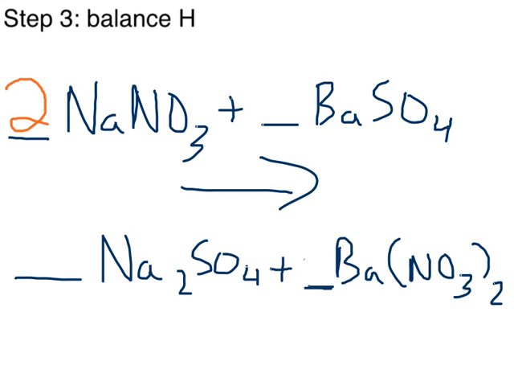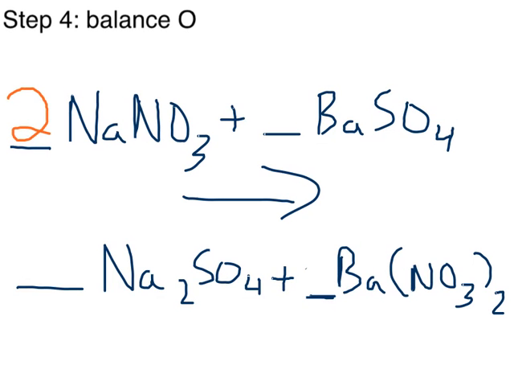Step 3 is to balance any hydrogens. Now, there aren't any hydrogens in this equation, okay? But like I said before, if you had any hydrogens in things like water or some other compound or by itself, that you hadn't already balanced in your polyatomic ions, etc., you would balance them now. But we don't have any, so we're just going to skip that step for now.